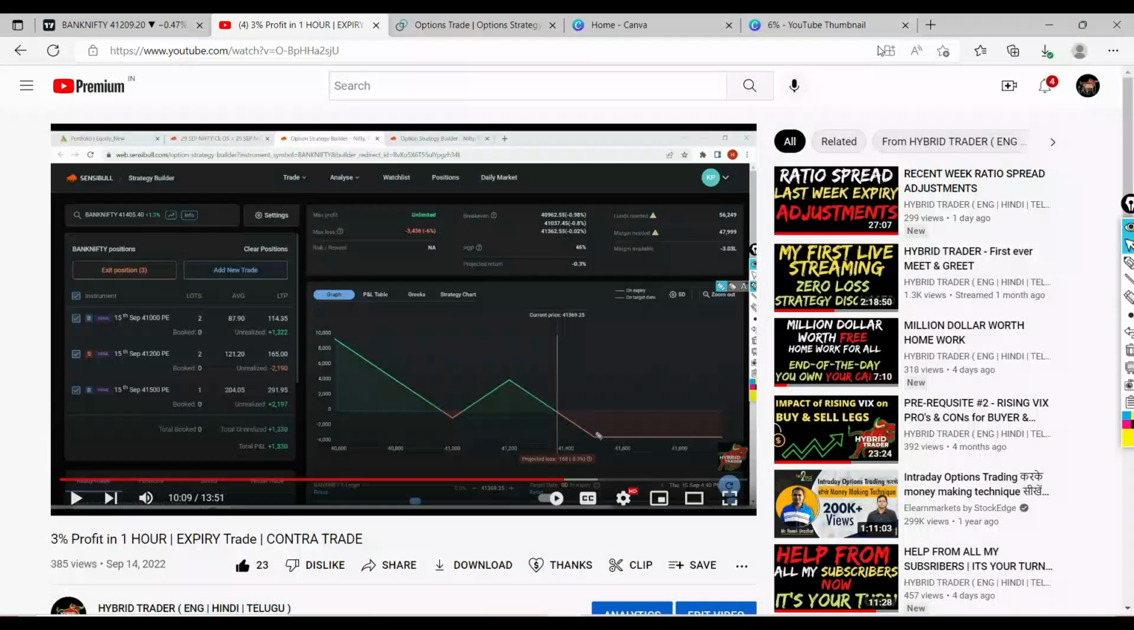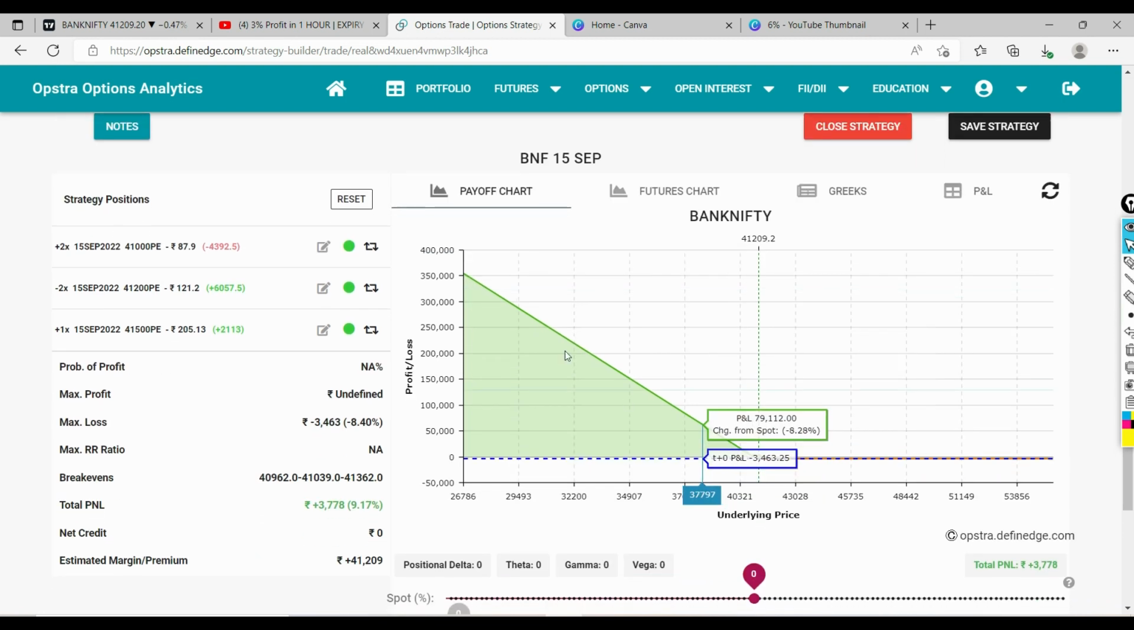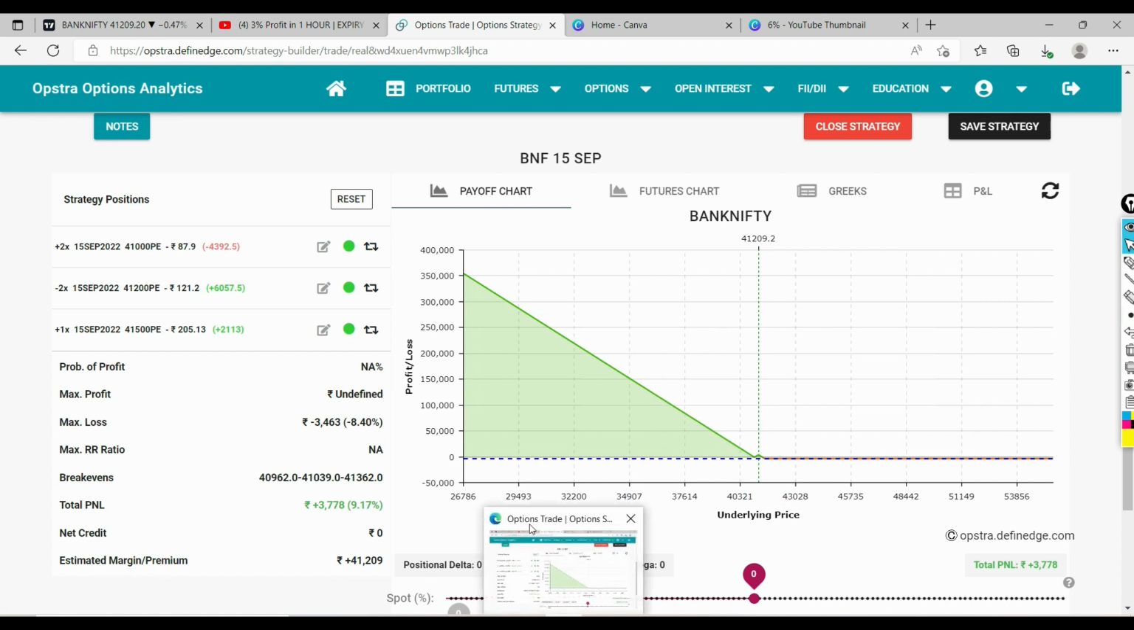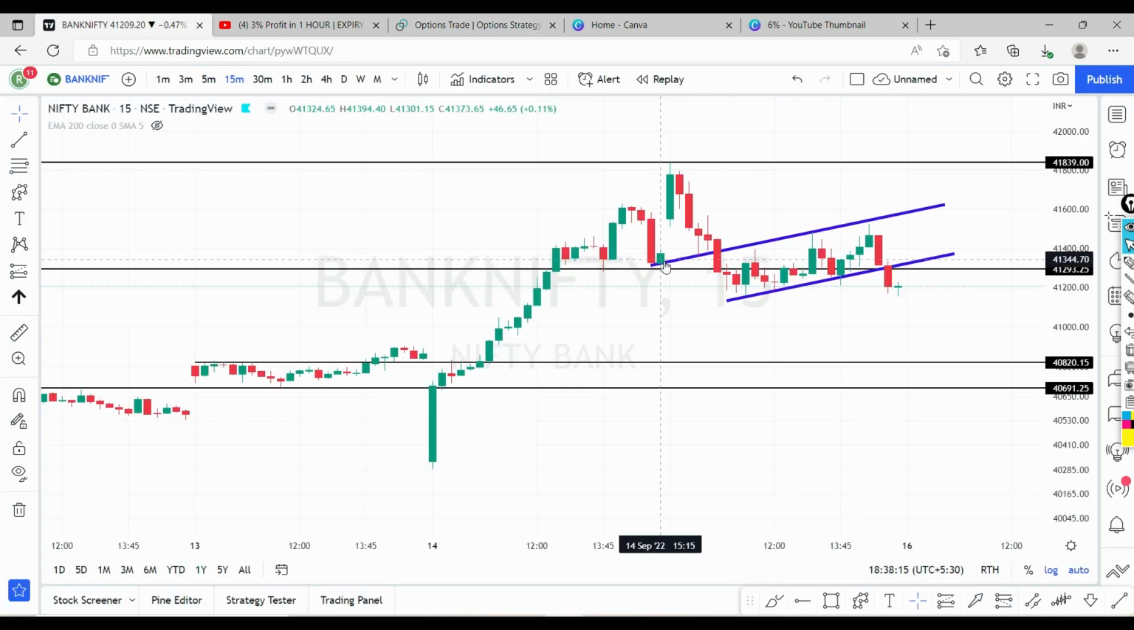To make it clearer, I've just gone to Opstra. This was my original trade, friend. I'll also tell you this: yesterday the market closed here at the support. So what I thought is that maybe the market will go up. That was my view. Maybe the market will go up, take a resistance, and then come back down.